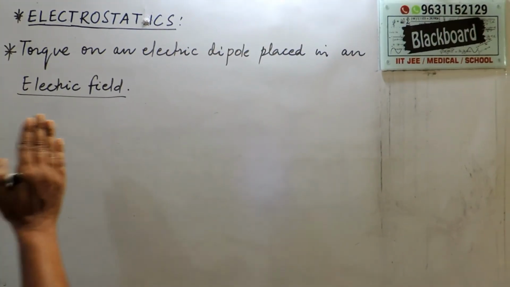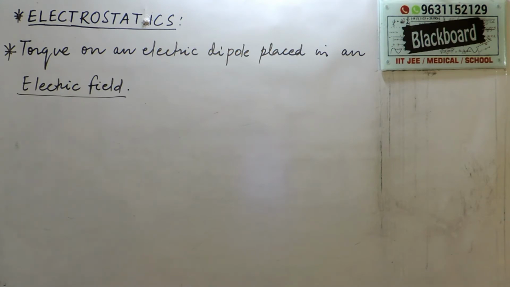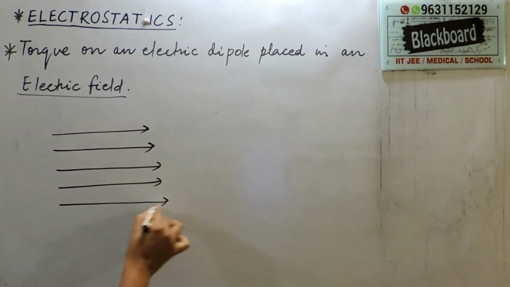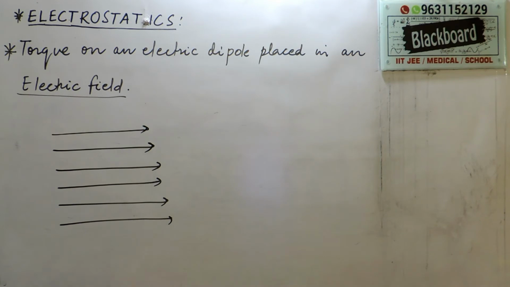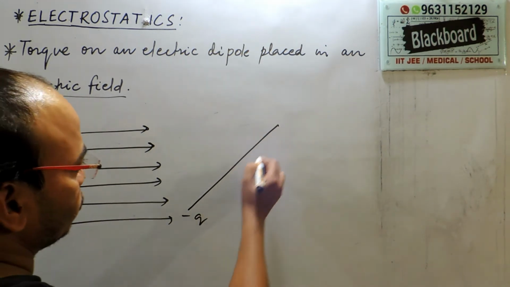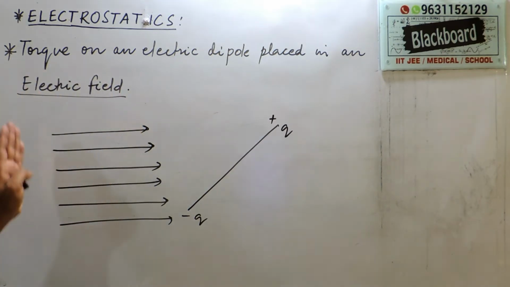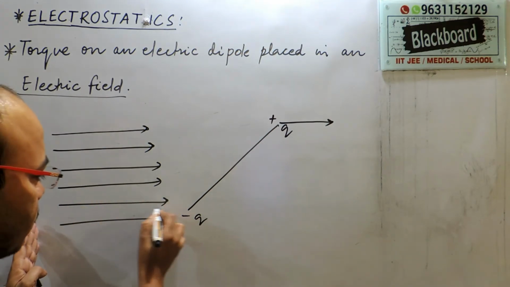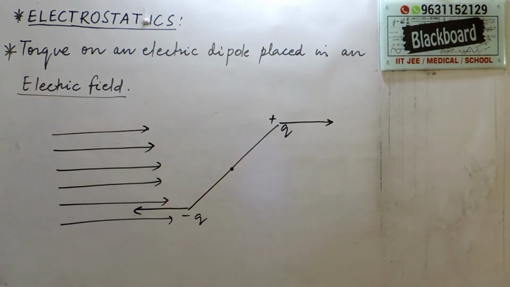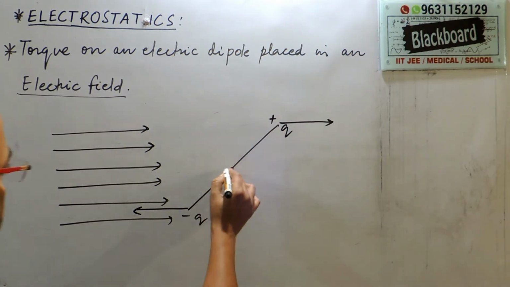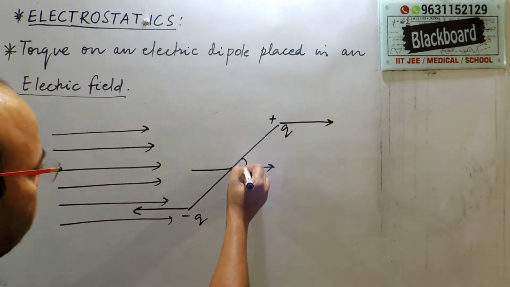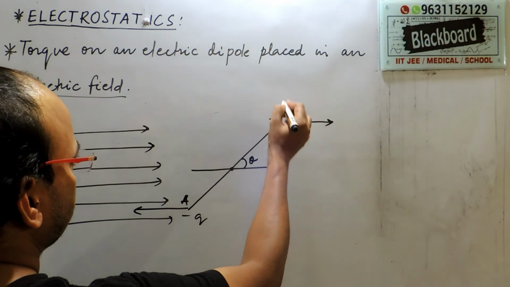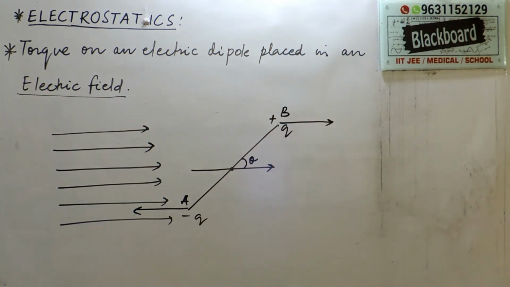Now the next topic is torque on an electric dipole placed in an electric field. Let this be a uniform electric field. The positive charge is placed here, and this is the electric dipole, with a negative charge and a positive charge. The positive charge will be repelled and the negative charge will be attracted. Let this be the axis of dipole, the electric field is like this, and this angle is theta. Let this point be A and this point be B. We have done the naming and made the figure.